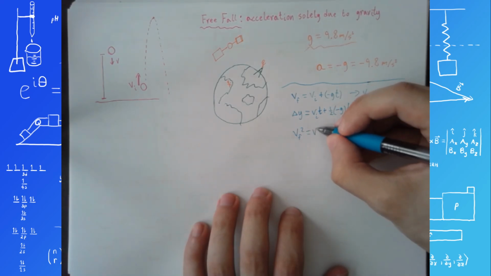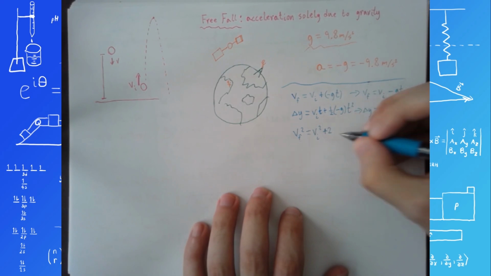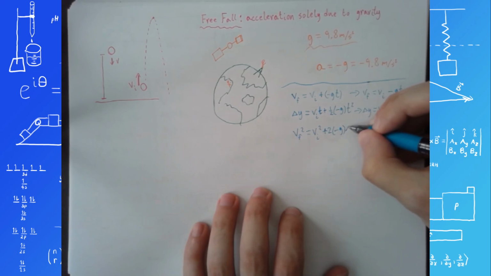And then for our third equation, v final squared equals v initial squared plus 2 acceleration, which is negative g, times, in this case, the displacement is delta y.